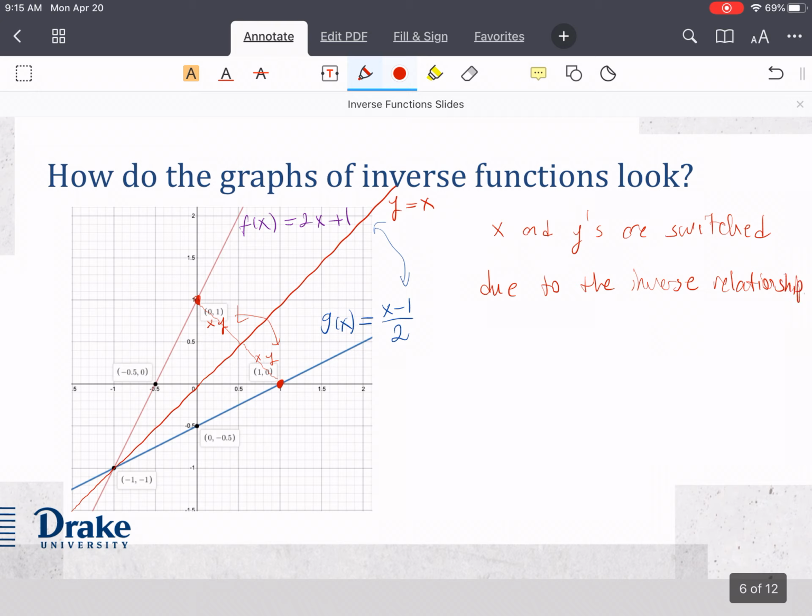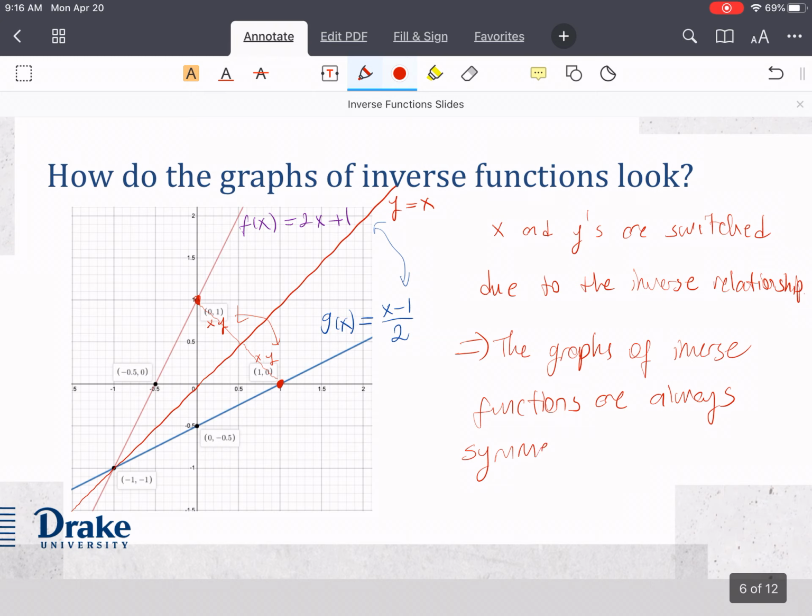So what we're going to say is then the graphs of inverse functions are always symmetrical with respect to the line y equals x.